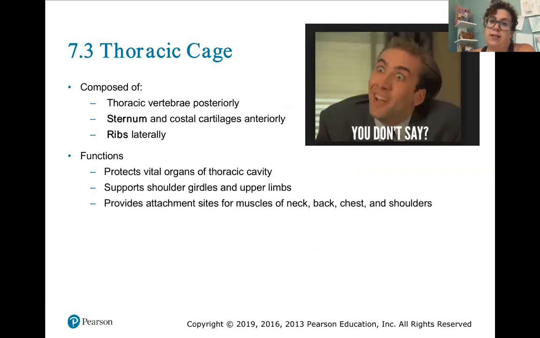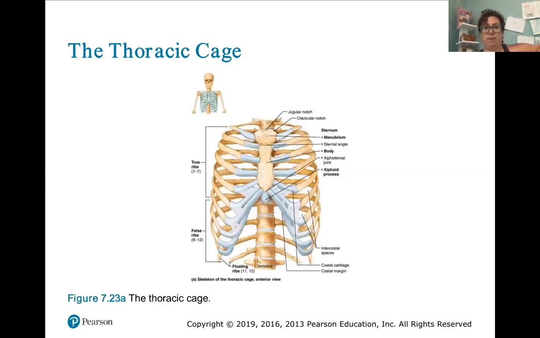Okay. Now let's talk about the thoracic cage. So thoracic cage is not Nick Cage here, don't you say, but thoracic cage is made of your sternum and your ribs. And that makes kind of that, when we think of a skeleton, we actually think of this thoracic cage. Its job is to protect those vital organs, helps support the shoulder girdle and the upper limbs, and also acts as a site for muscles for the head, neck, back, chest, and shoulders.